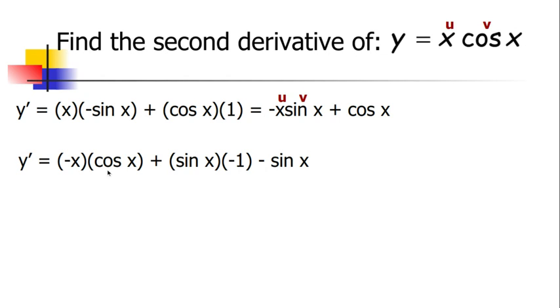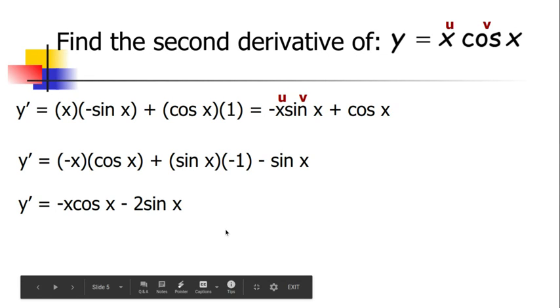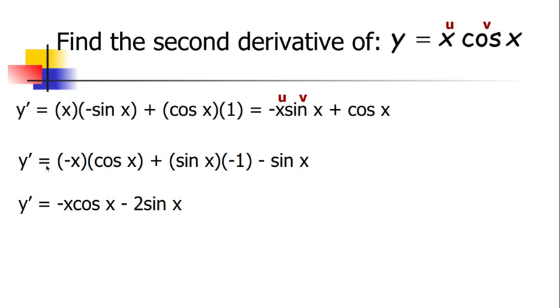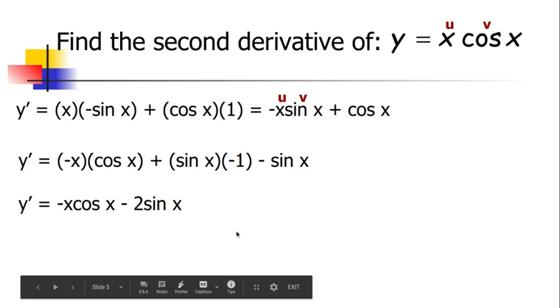So u dv, all right, plus v du would be negative 1. And then we've got our minus sine x. So when we simplify our first term, we just get negative x cosine x. Here, this becomes minus sine x, and we can combine those two like terms to get minus 2 sine x. So again, y double prime should be written here. So just make that correction.